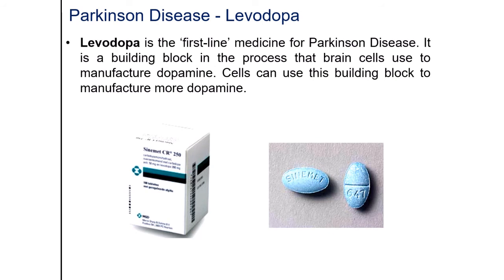So instead, the pharmaceutical company have developed something called levodopa. Levodopa is considered as the first-line medicine for Parkinson's disease. It's not dopamine itself, but it's the building block for dopamine. Okay, so the drug is designed to be able to cross the BBB, the blood-brain barrier, and once it's taken up into the brain, brain cells can use it to manufacture dopamine.